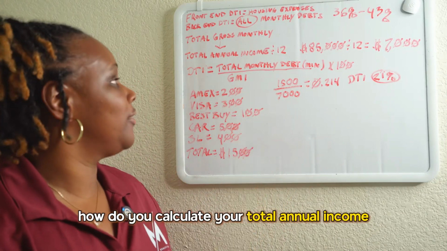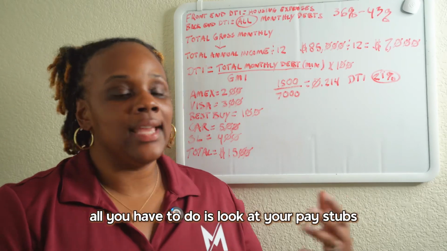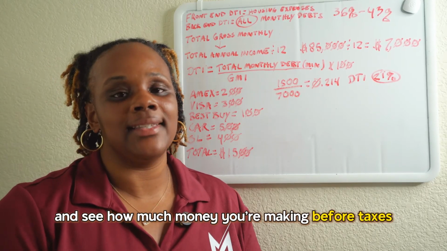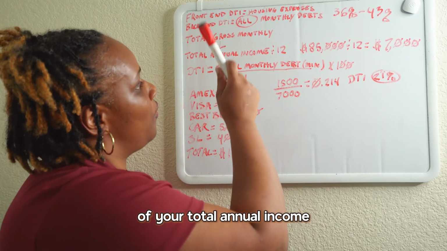Now, how do you calculate your total annual income? All you have to do is look at your pay stubs and see how much money you're making before taxes and add that up 12 times, and that should give you a good ballpark of your total annual income.